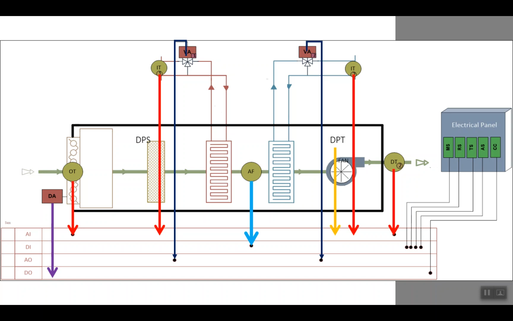Also, for controlling the fan, if the fan is going to be controlled by an inverter, we need an analog output to send a signal between 0 to 10 volt from the BMS analog output to control the fan.